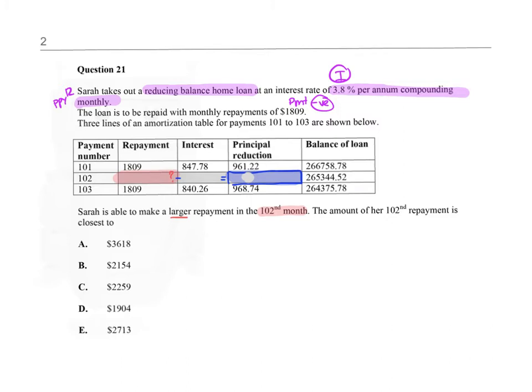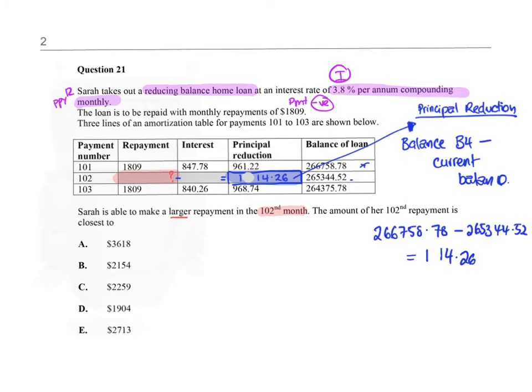So I'm going to work out this box, or how much it dropped by, using the other. Because what actually happened, this was found by using, so say the principal reduction, it was actually, to find that, I could do the balance before minus the current balance.